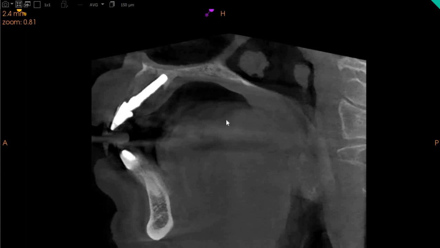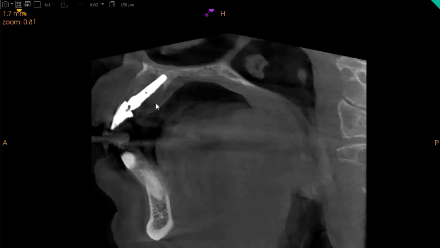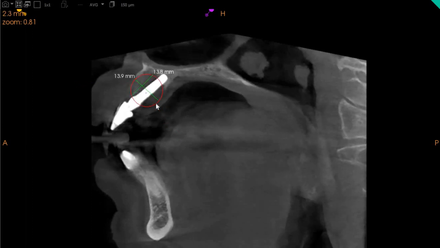So here you can very clearly see this is the area where we have the infection around the implant, all the way here. As you can very clearly see, this is a 13.9 by 13.8 millimeter measuring lesion. The red marks the area of the lesion and the measurement.